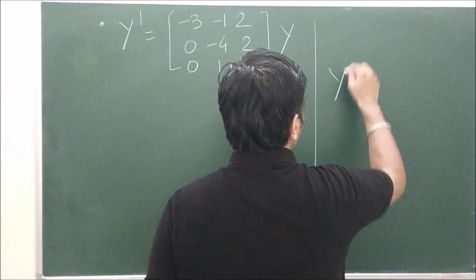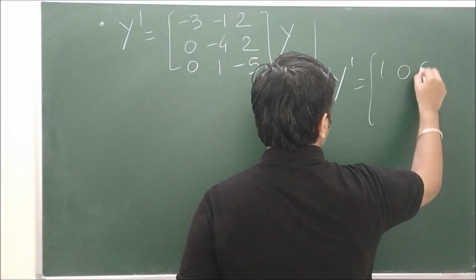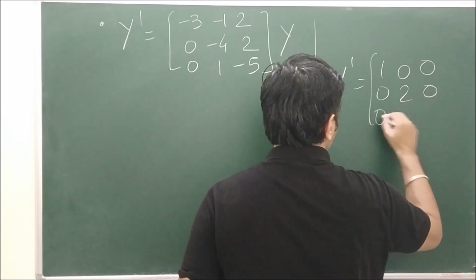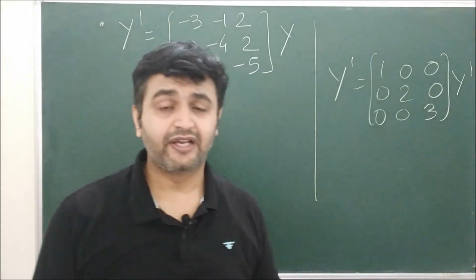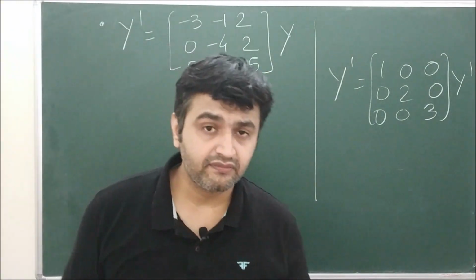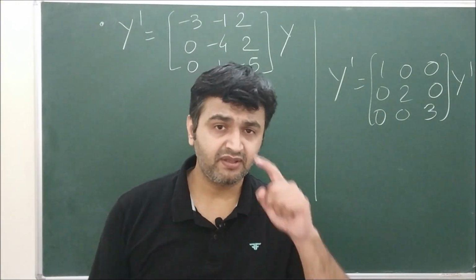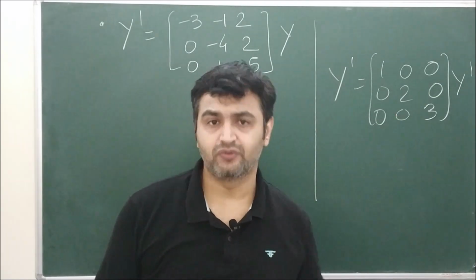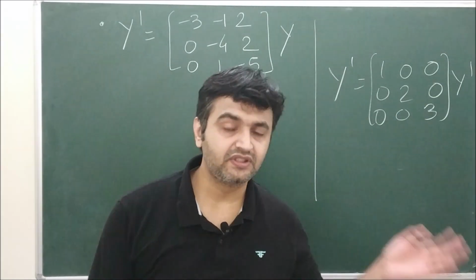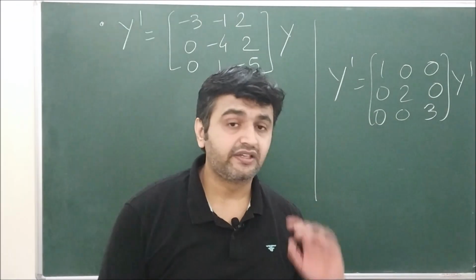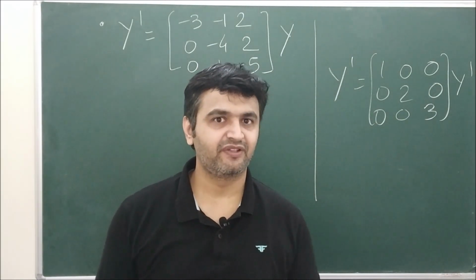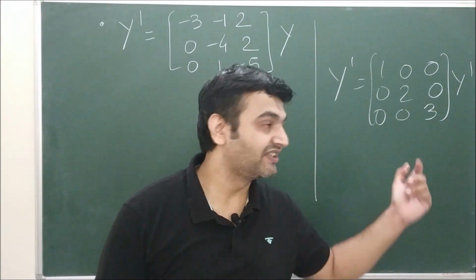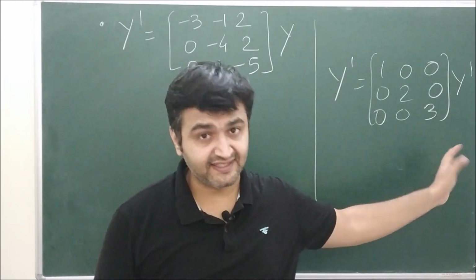So if I take y prime is equal to the matrix 1 0 0, 0 2 0, 0 0 3. So this is a diagonal matrix. Eigenvalues are 1, 2, 3, the diagonal entries, and if you try to find the eigenvectors for 1, 2, 3, it will be 1 0 0, 0 1 0, 0 0 1 respectively. So these will be the 3 eigenvectors, and the general solution will be c1y1 plus c2y2 plus c3y3. That was a bit fast, but I hope you understood what I want to say for this case. So this case is simple.